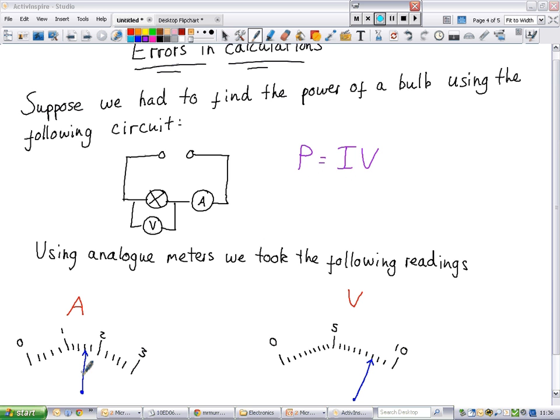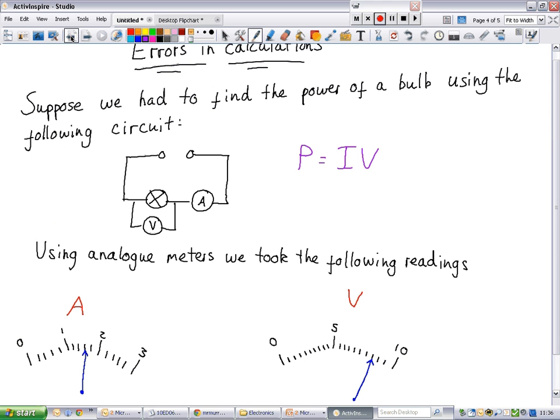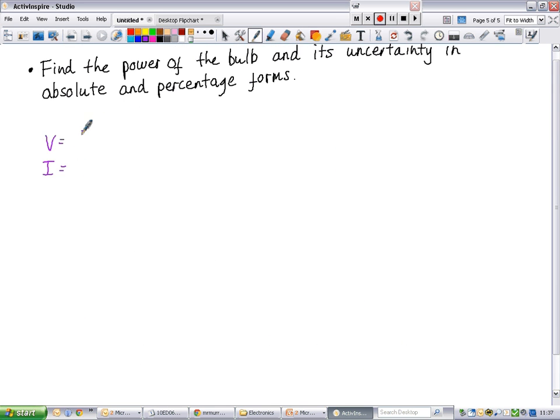So here's our ammeter reading and here's our voltmeter reading. So the first thing that you want to do in order to find the power of the bulb and its uncertainty in both absolute and percentage forms is figure out from your meters what your values of V and I are. So if we look at V first, you should find that V comes out as being 8.5. So each scale division is 0.5 of a volt. So if you count that up to here, you'll find that V is 8.5.